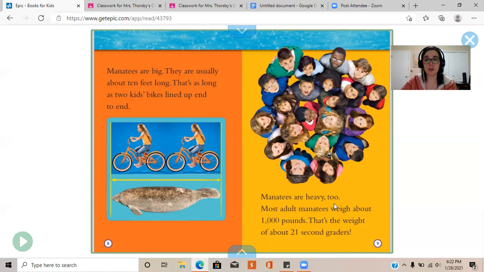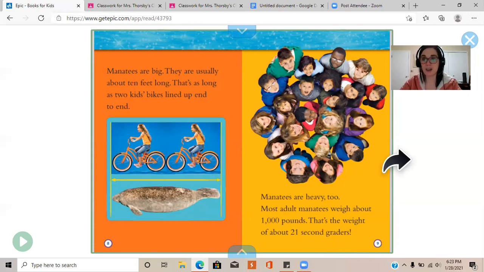Manatees are heavy too. Most adult manatees weigh about 1,000 pounds. That's the weight of about 21 second graders. Okay, boys and girls, that's another comparison. The author is making you think about something you know, like, I know about what a second grader would weigh. Now put 21 of them together, and that's what a manatee weighs. So the author is using comparison to help you think about how much a manatee weighs.